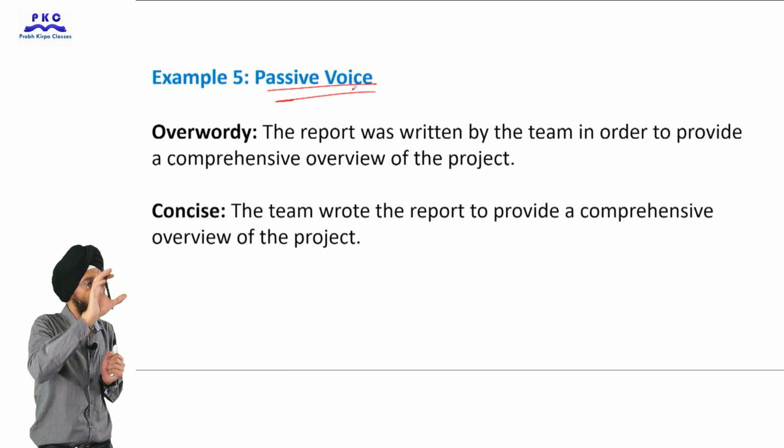In order to, in place of in order to, we can simply say to provide a comprehensive overview of the project. So we have rewritten: the team wrote the report to provide a comprehensive overview of the project. We have made use of active voice instead of passive voice. We have converted or rewritten the sentence in active voice.